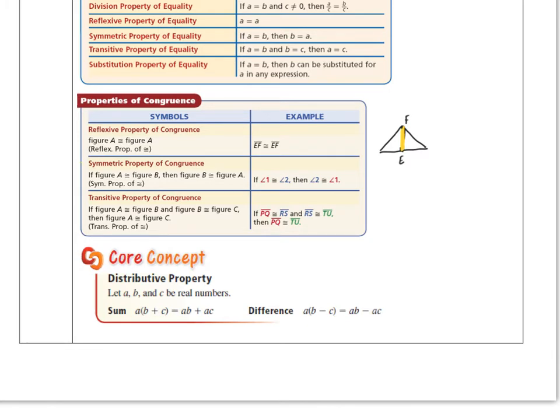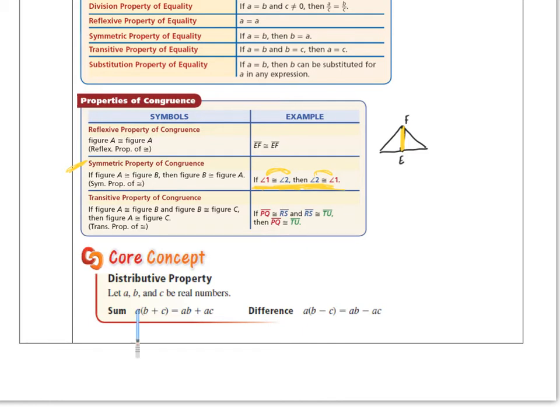Again, here's that symmetric one, which I'm not going to hold you accountable to too much, but technically in math we do need it. If angle 1 is congruent to angle 2, then angle 2 is congruent to angle 1, and it just lets you flip-flop it around so that you could say it either way. And then you've got the transitive property. Again, this is with segments. If segment PQ is congruent to RS and segment RS is congruent to segment TU, then PQ would be congruent to TU. So from here to there, since these ones are the same.